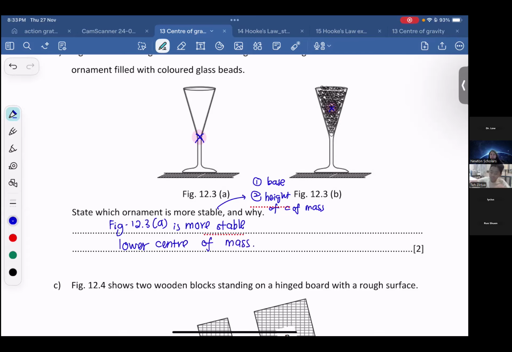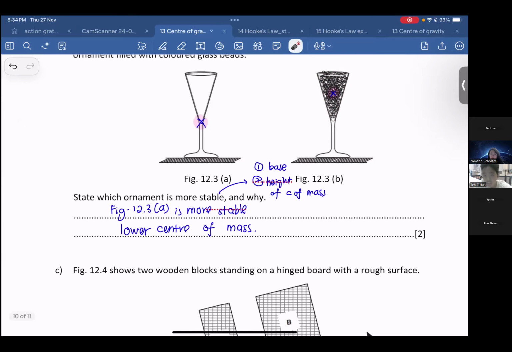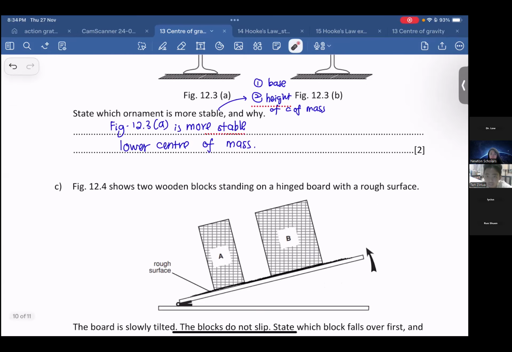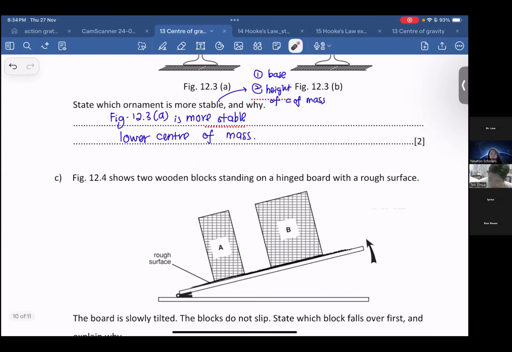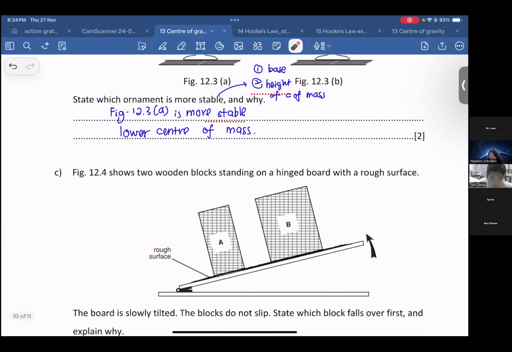Get the idea there? It's because of the height of the center of mass. If you have a lot of load here, you make your center of mass higher. Is it okay? Yes or no? Yes, Crystal, okay already. So it goes to C, another case here.